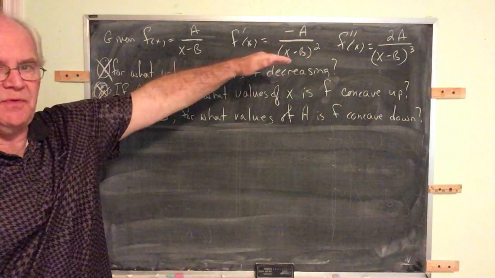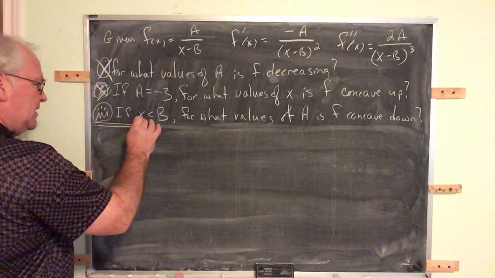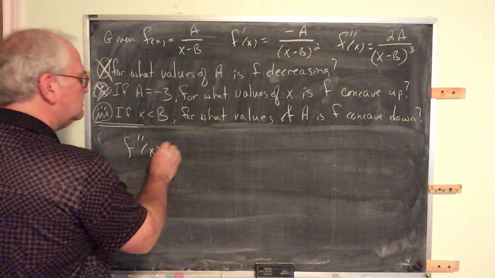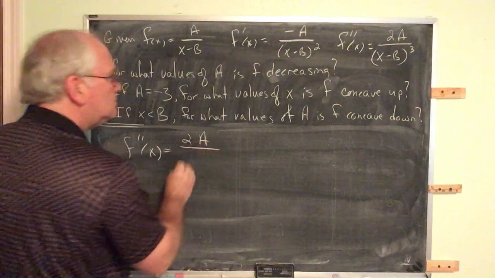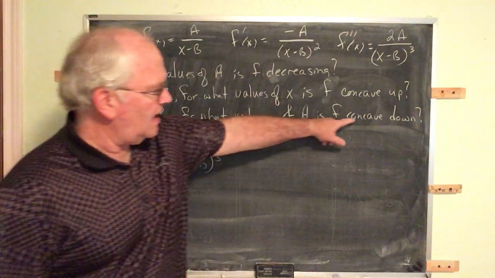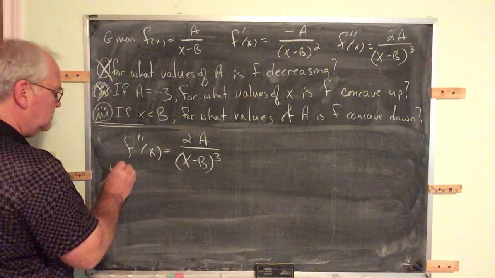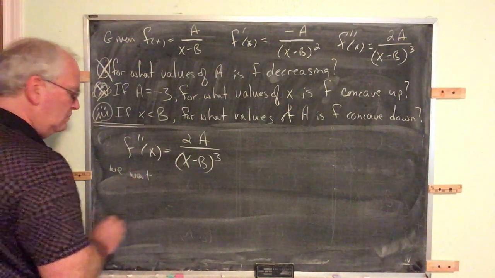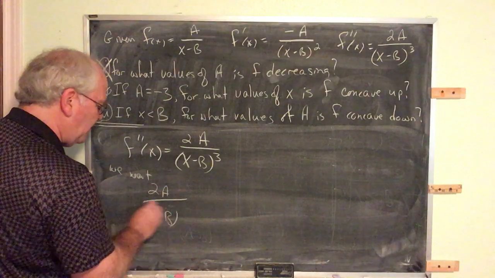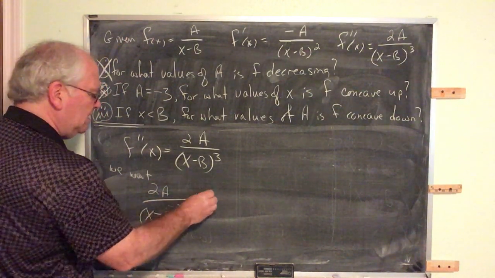Again, concavity deals with the second derivative, so we're going to be dealing with the second derivative, and we're given that x is less than b. So let's play with this a little bit. We want this to be concave down, so what do we require? We require that 2a over (x minus b) to the third. Concave down means we want the second derivative to be less than 0.